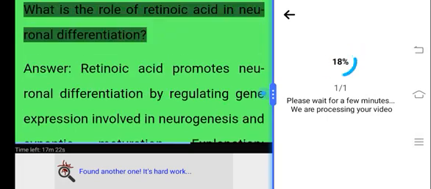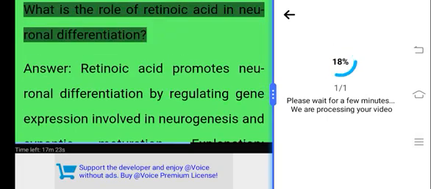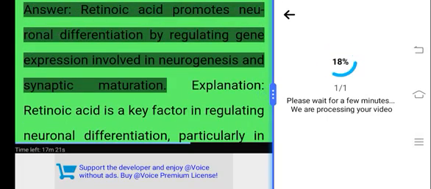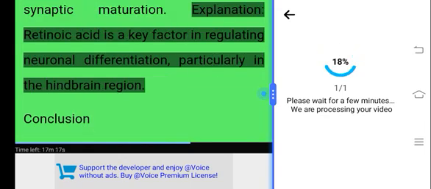CSIR-NET JRF June 2017. What is the role of retinoic acid in neuronal differentiation? Answer: Retinoic acid promotes neuronal differentiation by regulating gene expression involved in neurogenesis and synaptic maturation. Explanation: Retinoic acid is a key factor in regulating neuronal differentiation, particularly in the hindbrain region.